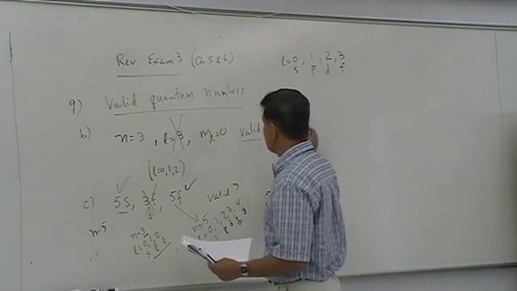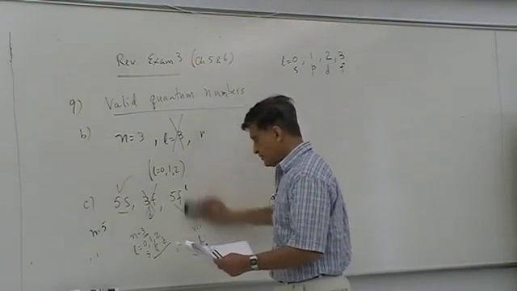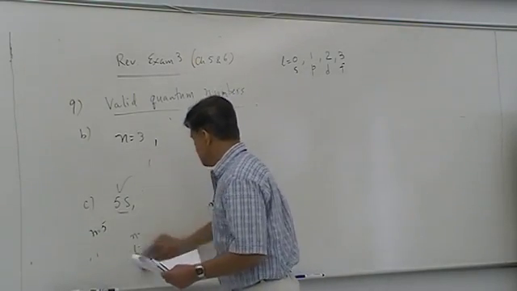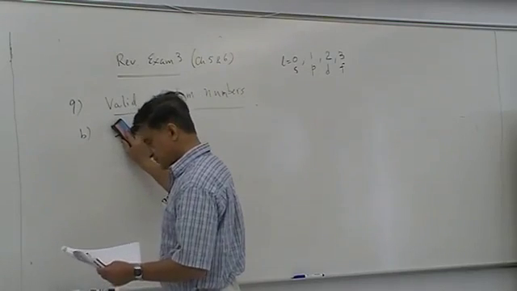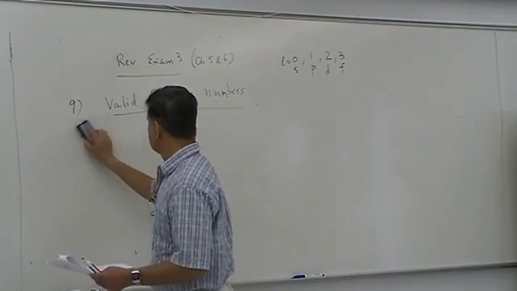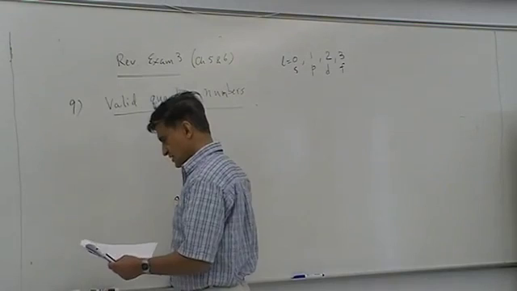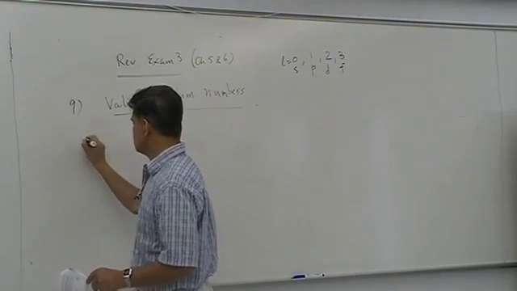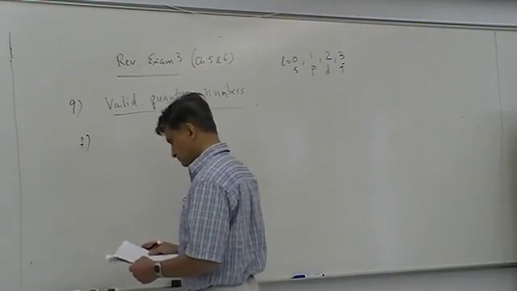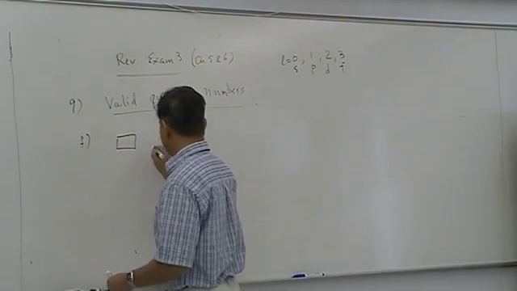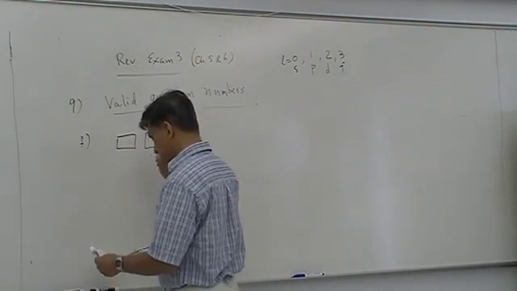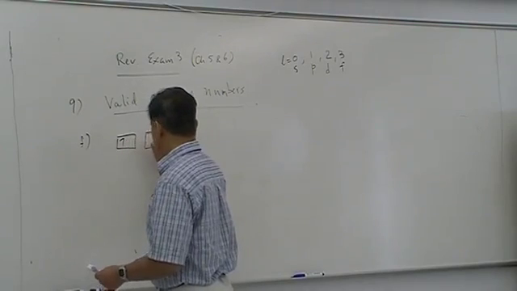Next, I'll give you electron configurations and ask you whether they are acceptable or not based on the Pauli exclusion principle. In your study guide also I have given you this kind of problem.